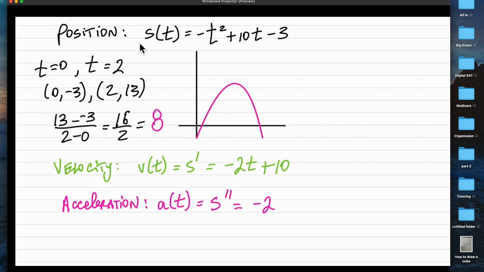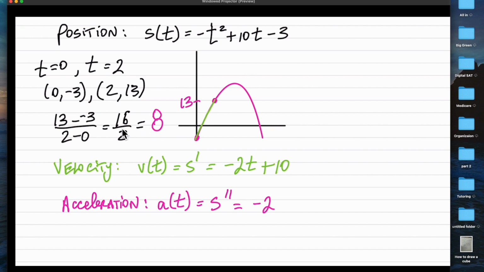Folks, here is a summary of what we just did. We were asked to find the average velocity between the time t equals 0 and t equals 2. We went to our position graph. We plotted both of these points. We found s of 0 to be negative 3. That was right here. And then we found s of 2 to be positive 13. And then we drew a secant line, and we found the slope of that secant line. That's the way to do it.